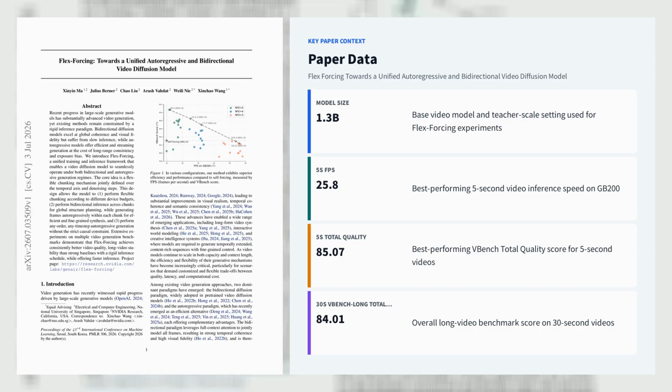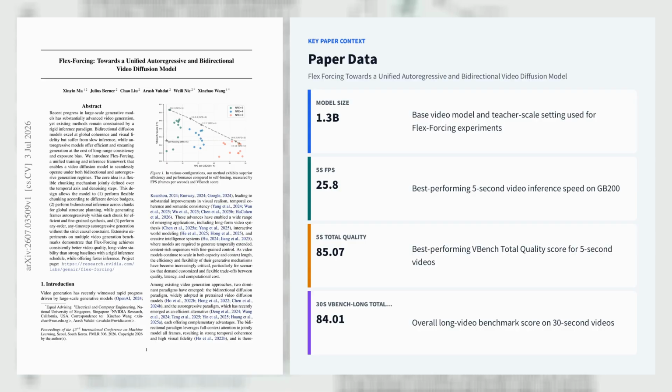On 5-second video generation, the paper reports that Flex Forcing reaches 85.07 VBench total quality and 86.33 semantic at 25.8 frames per second with 5 denoising steps, while a faster setting reaches 29.4 frames per second at 84.63 total quality and 85.89 semantic. In the 2-step regime, it still attains 84.2 total quality and 85.27 semantic at 24.9 frames per second.